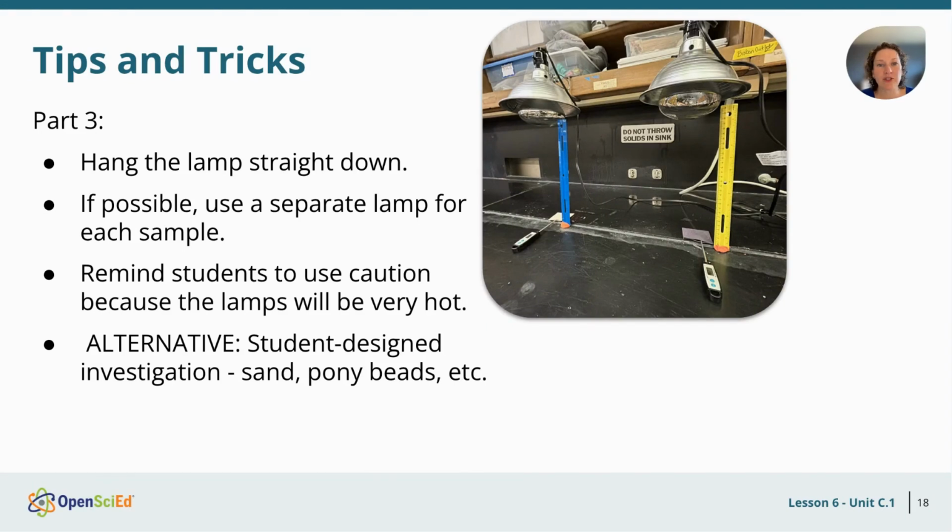Now for some materials management and some tips. In part 3, this is where we are putting together the investigation. If you have a good clamping surface, great, go ahead and clamp the lamp there. But if not, find a separate cord or string to hang the lamp vertically so it's pointing down. Make sure the lamps are hung from something stable and that the beam is 30 centimeters above where the students are testing the materials. If you have more lamps available, use a separate one for each sample. If not, just make sure that the lamp is in the center so that it's shining on both samples equally. Remind students to use caution because the lamps will be very hot.